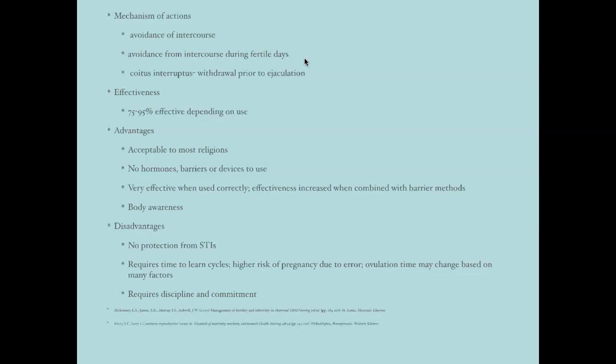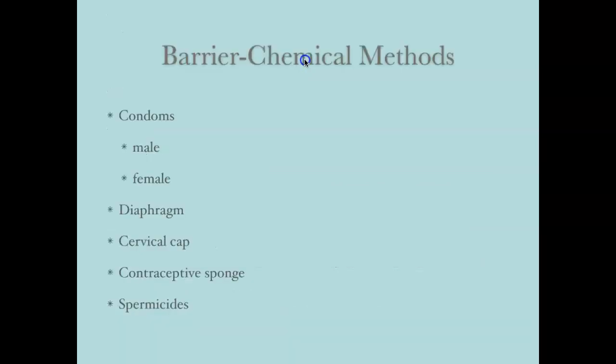It requires time to learn the cycles. It may take as long as 3 months to get an idea of what the average cycle is like. There is a higher risk of pregnancy due to error. Ovulation time may change based on many factors, such as stress, significant changes in weight, and medical illnesses, so those are things that need to be taken into consideration. And these methods do require a lot of discipline and commitment.